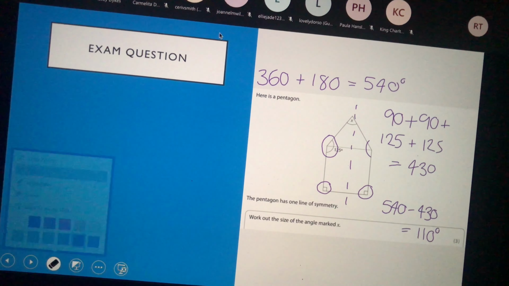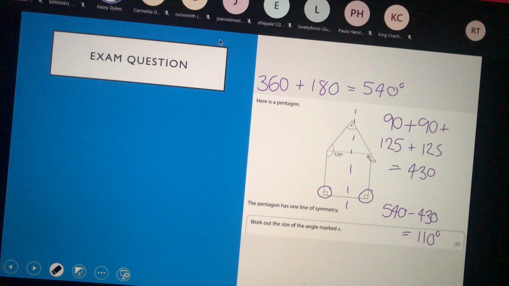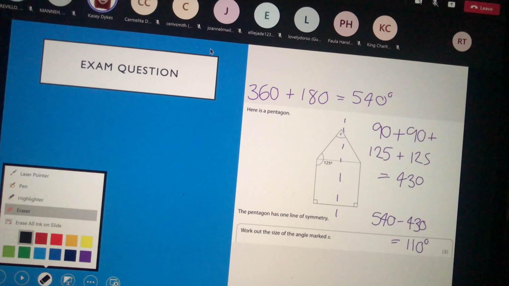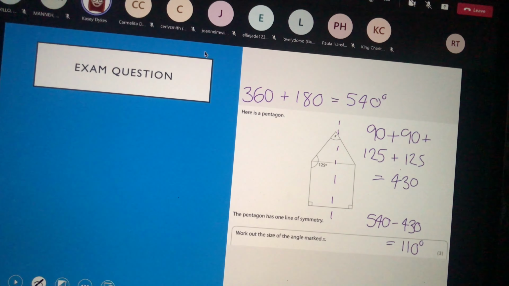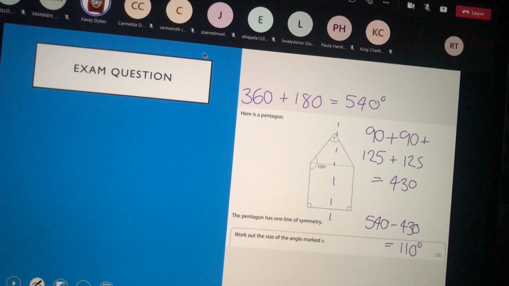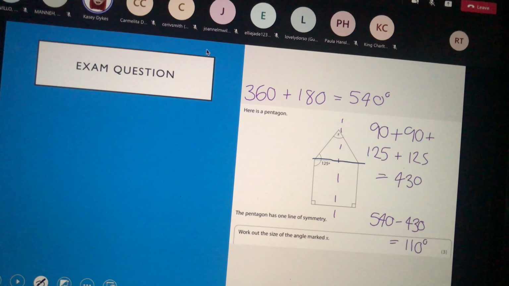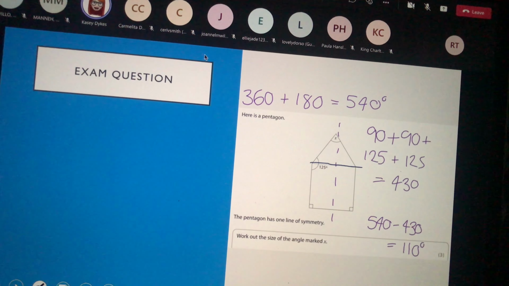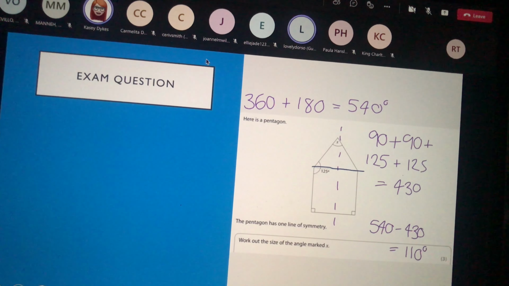So what I'm going to do is get rid of some of my lines here. We're still going to think about our line of symmetry. Except this time what we're going to do is split it into a square and a triangle across that line that they've given us. What that's done is it's split our 125 degrees into two angles.